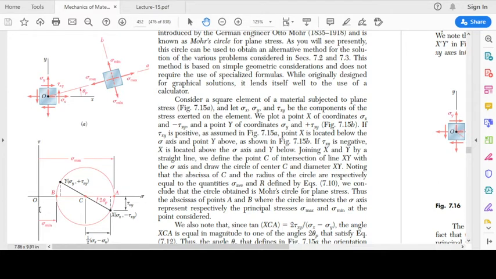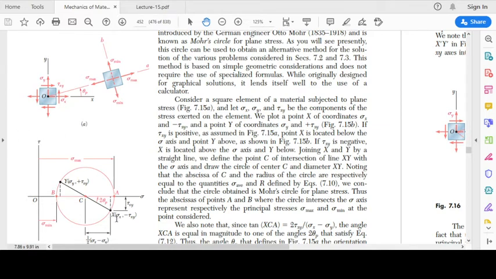However, to draw this circle, what we need is just the given data. We know the values of sigma x, sigma y and tau xy. In general, these values are going to be given to us. So what we need to do is just plot 2 points on the sigma versus tau scale. So these are sigma tau axes. This is the sigma axis on the horizontal line, and the vertical line is the tau axis. And on this axis system, we are just going to plot 2 points, which are points x and y.